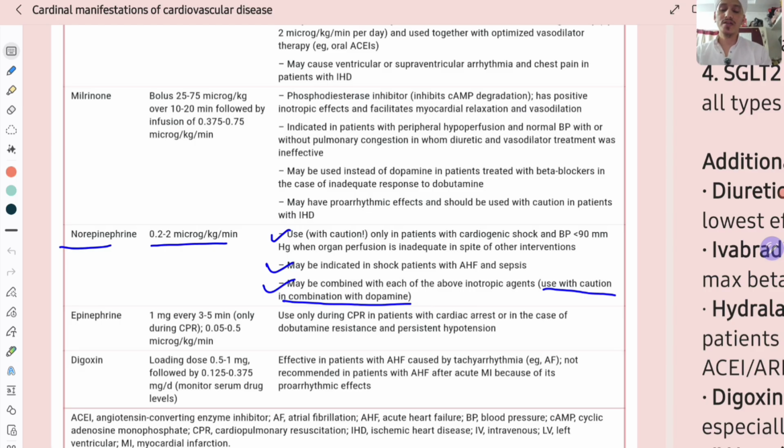Okay, dobutamine and vitamin, you can combine. Next thing, which is epinephrine, is mainly used when there is cardiac arrest. Okay, during CPR you use it.